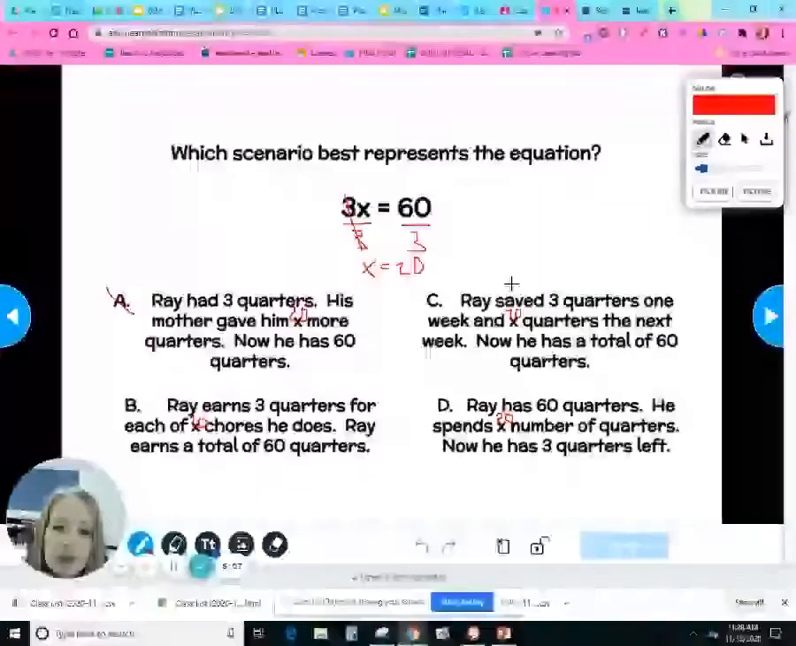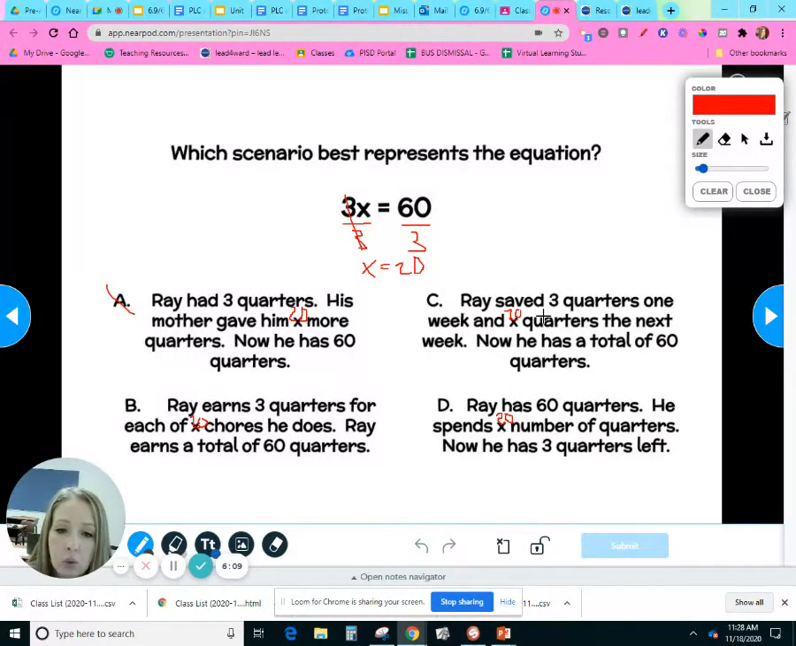This one over here says he saved 3 quarters one week and 20 quarters the next week. Now he has a total of 60 quarters. Again, if he had 3 and then he saved 20 more, he has 23, not 60. So that doesn't work either. If I come down here, he had 60, he spent 20, now he has 3 left. That doesn't work out. If you have 60 and you spend 20, you should have 40 left. So that one's not right.